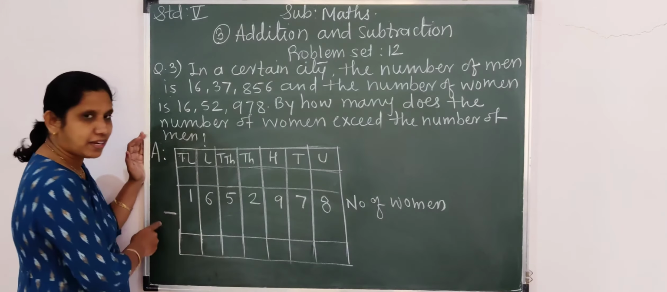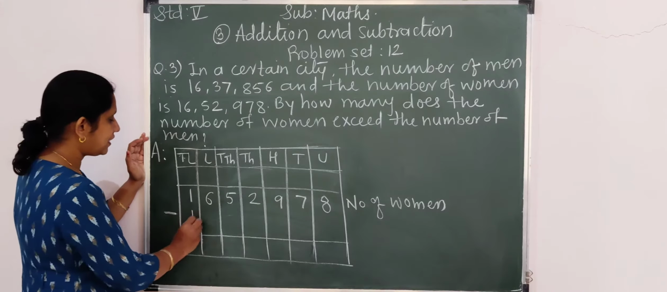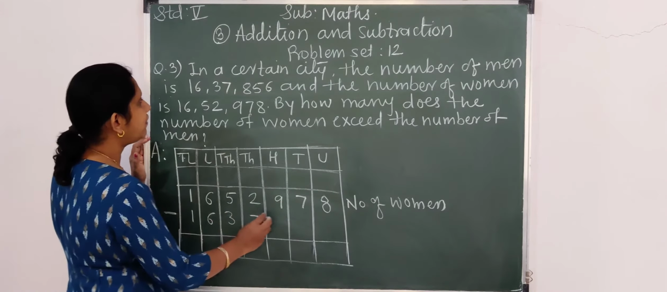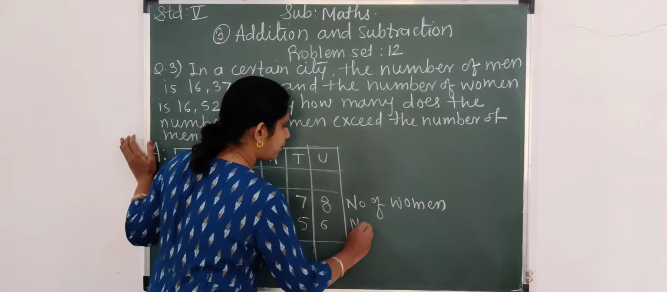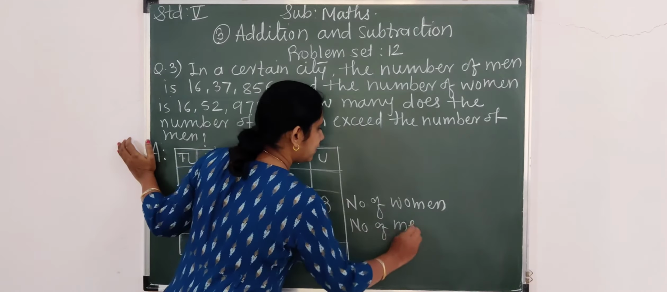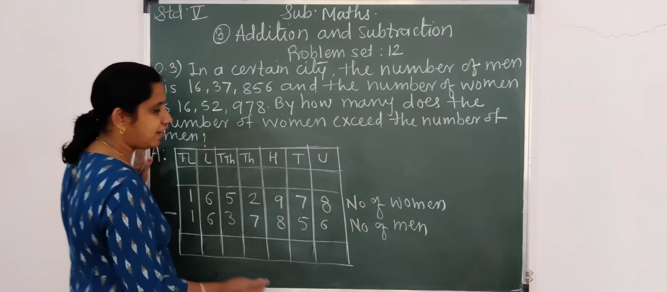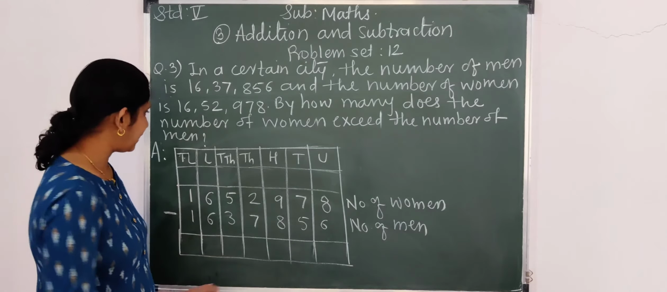As we are doing a subtraction sum, write a minus sign here. 16 lakh 37,856 number of men. Is it clear? Now let's start subtracting.